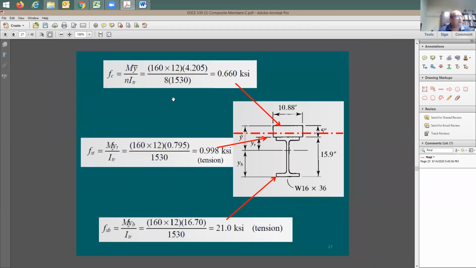So here's the equation. The stress at any point is equal to the moment, and the applied moment is 160 cubic foot multiplied by 12 to convert it into inches, so it's cubic inch, divided by the moment of inertia. Now, which moment of inertia? We're going to say the transferred moment of inertia. This is the moment of inertia assuming that we have steel only.